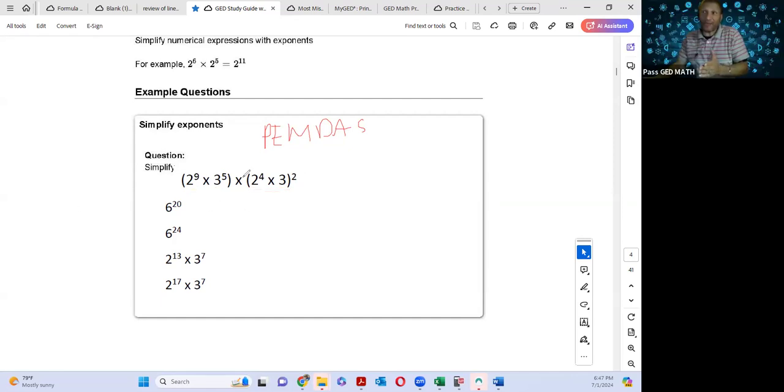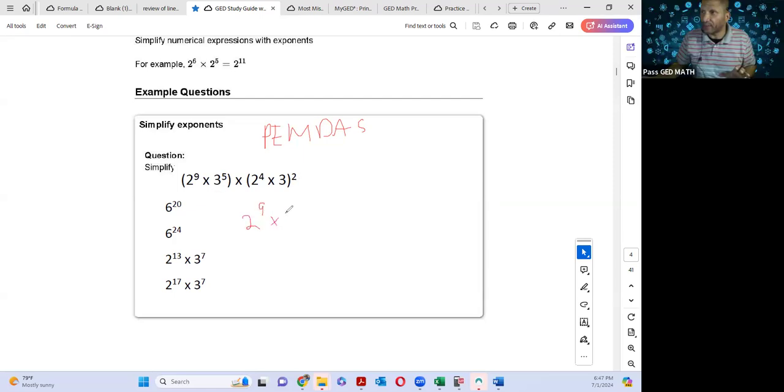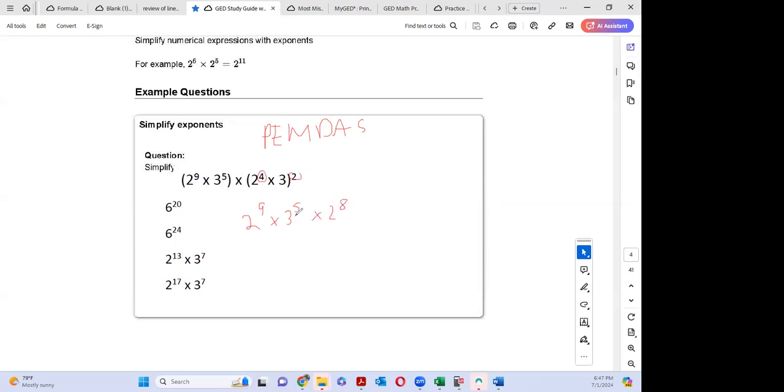Exponents. We do have exponents. We got a 9, a 5, a 4, and a 2. But we have an exponent on the outside. So what we're going to do is bring this 2 to the 9th times 3 to the 5th down. Now, remember, exponent rules tell us that if you raise to a power, you multiply. So 4 times 2 is 8. 2 to the 8th.